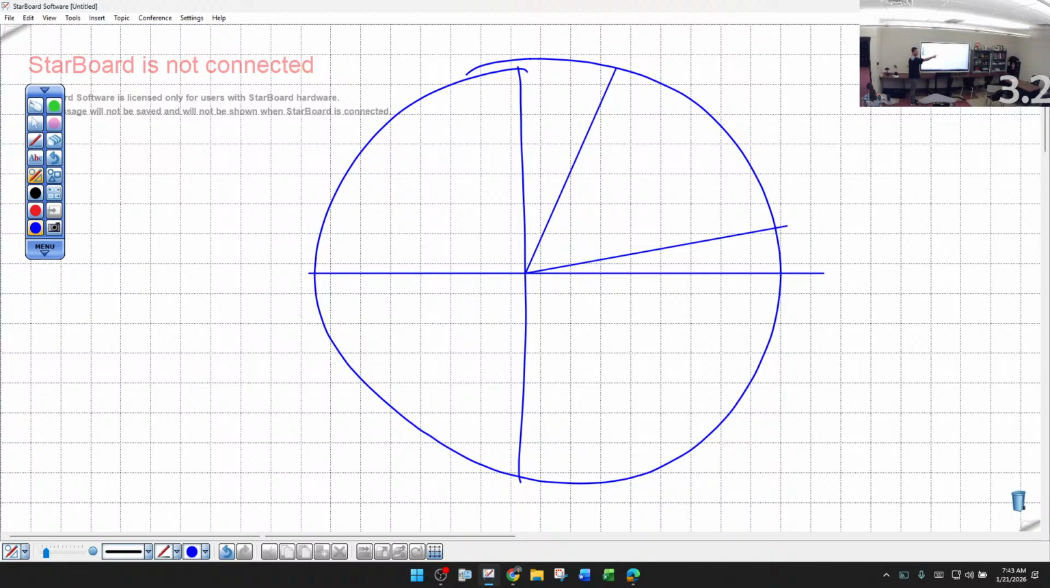1 pi, 2 pi, 3 pi, 4 pi. So no fractions. This is 1 pi. Here's 2 pi, 3 pi, 4 pi, 5 pi, 6 pi, -1, -2, -3. Y'all okay? Good? So if you don't see a fraction, you're on the x-axis.